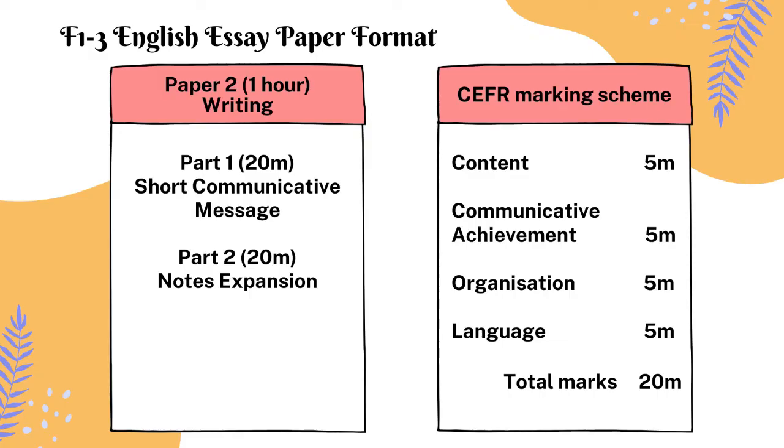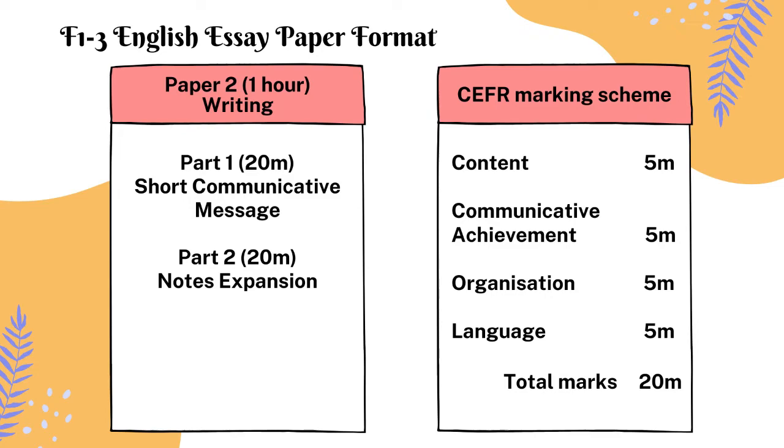Before I explain about the essays in detail, let's take a look at the marking scheme first, okay? You have content, communication achievement, organization, and language. The maximum mark that will be given for each of the mentioned sections is 5 marks, totaling up to 20 marks per essay. And since you have 2 essays for your paper 2, your total marks will be 40.